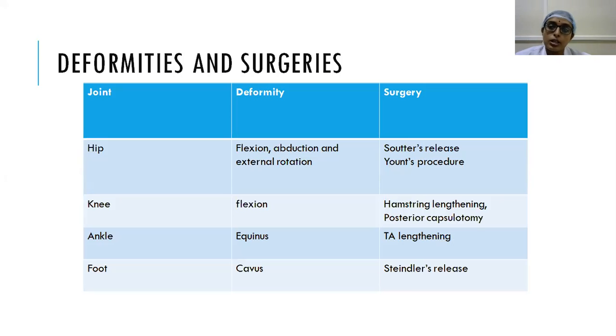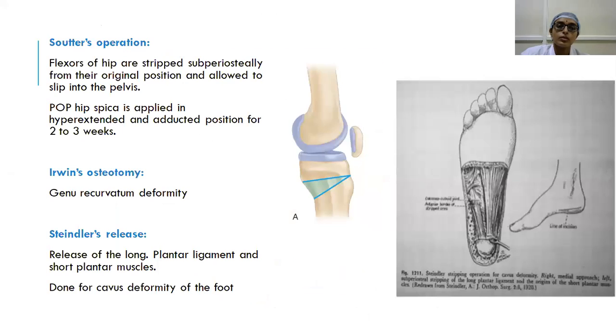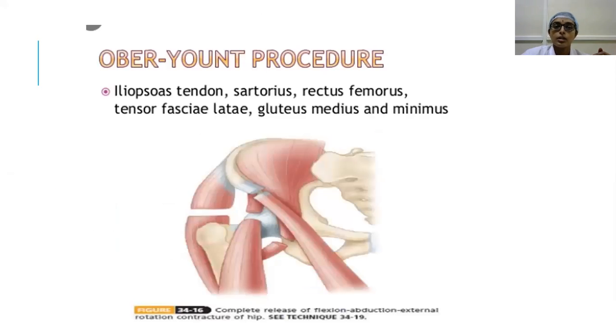So two surgeries are given in your textbook: Soutter's release and Ober-Yount procedure. In Soutter's procedure, you have the flexors of the hip stripped subperiosteally, and then the hip is immobilized in a POP hip spica in hyperextended and adducted position for 2 to 3 weeks. In Yount's procedure, three structures are released: the iliopsoas tendon to prevent the flexion of the hip, and the tensor fascia lata and gluteus medius muscles. Here you can see the sartorius, gluteus medius, iliopsoas. Here you can see the iliopsoas tendon is cut, and then the sartorius is released, gluteus medius and tensor fascia muscle, all these things are released. So this is the Ober-Yount procedure.